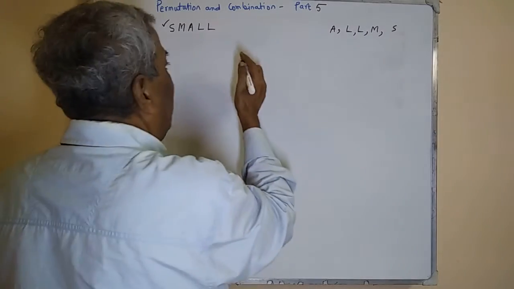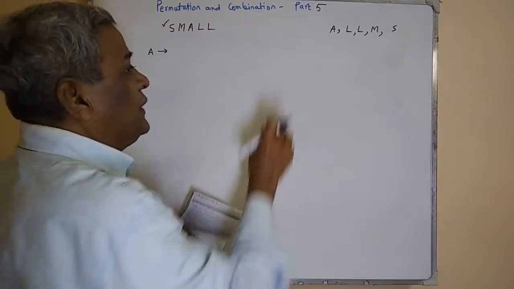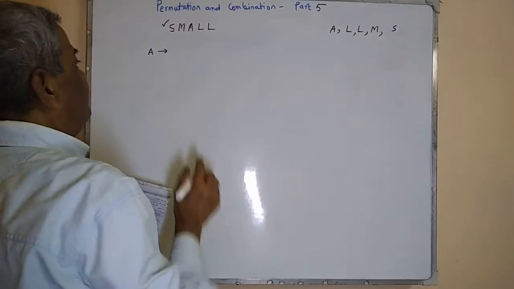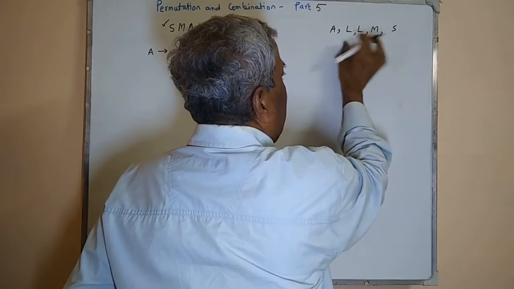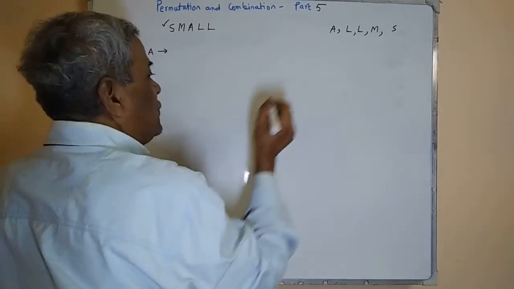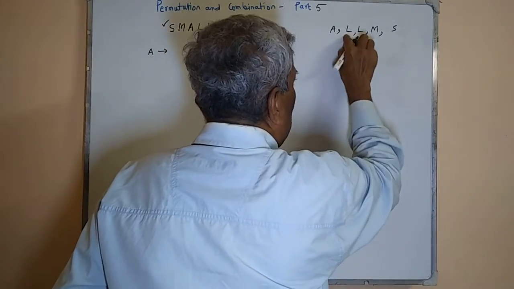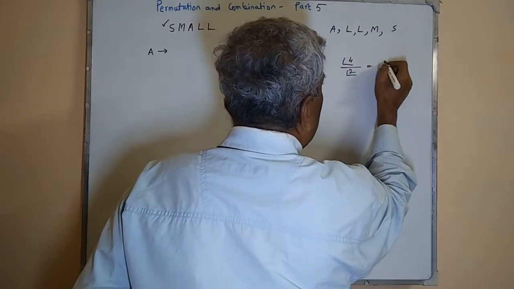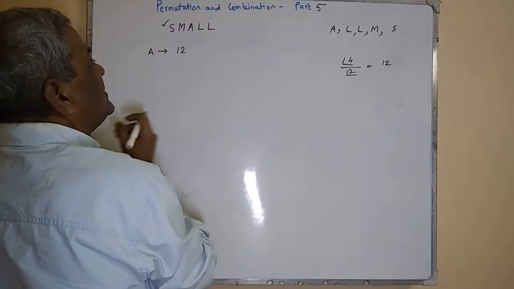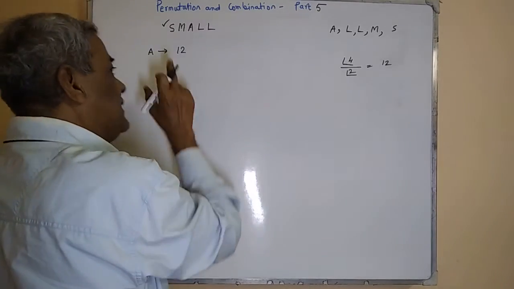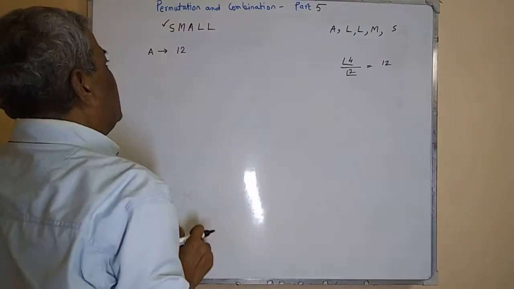The number of words starting with A: after A, 4 letters are there. So it is equal to factorial 4 by factorial 2, because L is repeated twice. So it is equal to 12. All words starting with A is 12, and that must be before SMALL in the dictionary.